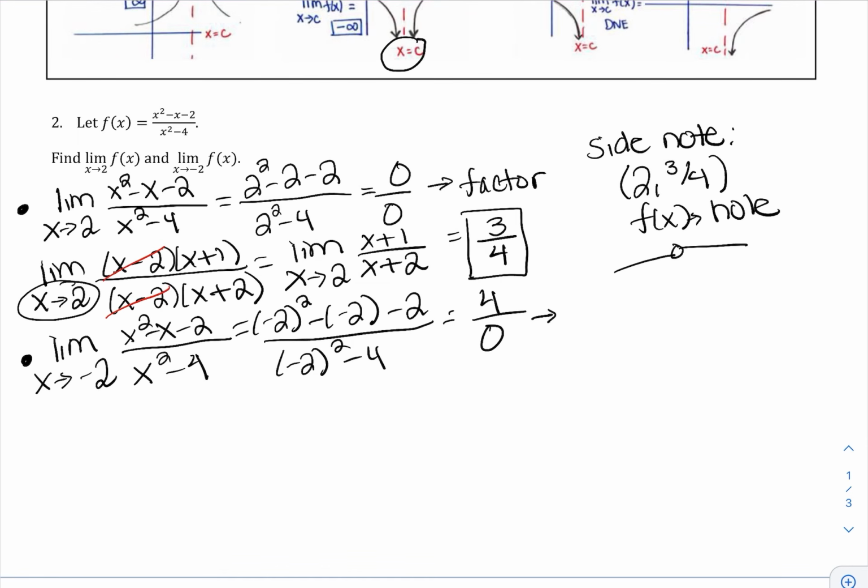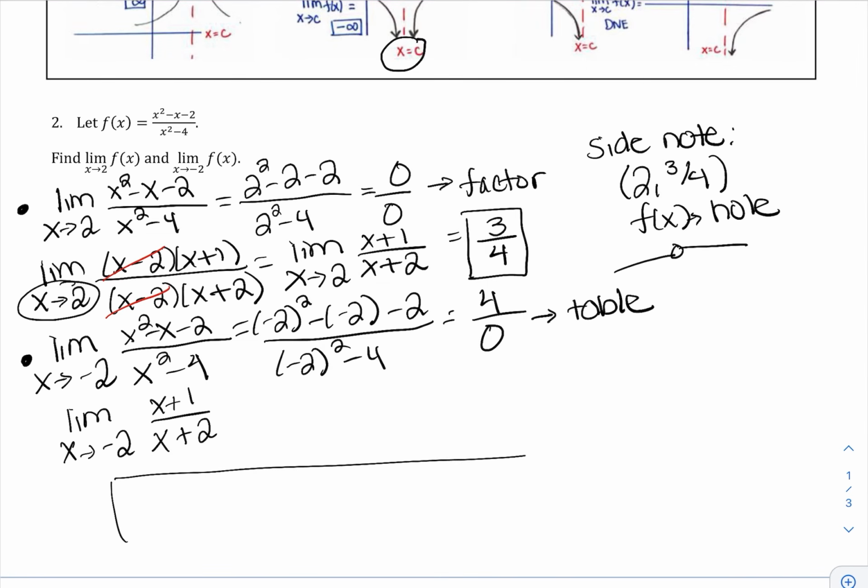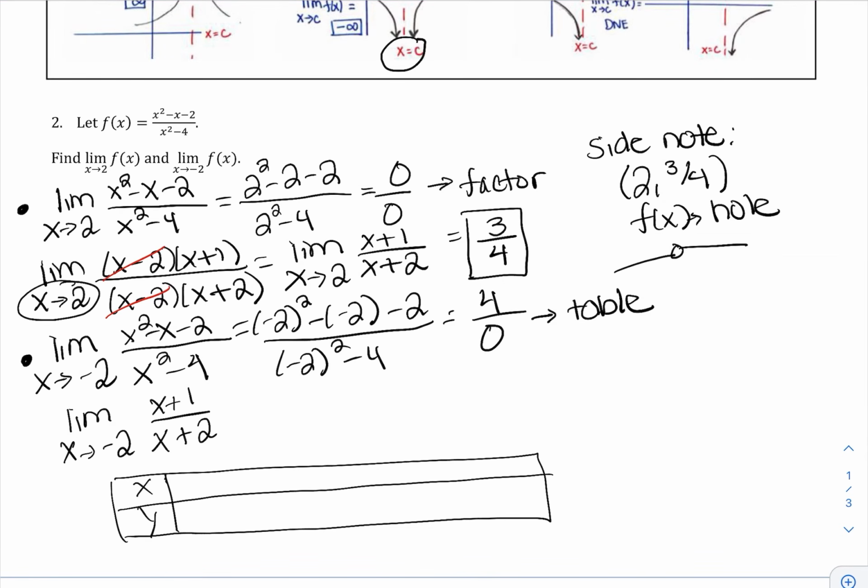But this is n over 0, so I need to do a table. A trick that I can tell you here is that when you do the table, if you like, you can use the simplified version. So I have the limit as x approaches -2 of x plus 1 over x plus 2. Because I already simplified the function, it's actually going to give you still the exact same result. So we're going to create a table. And see here if maybe you can pause the video and create your own table and check it with mine. I'm only going to do 2 numbers on each side.